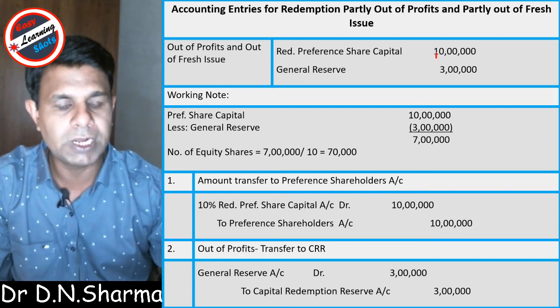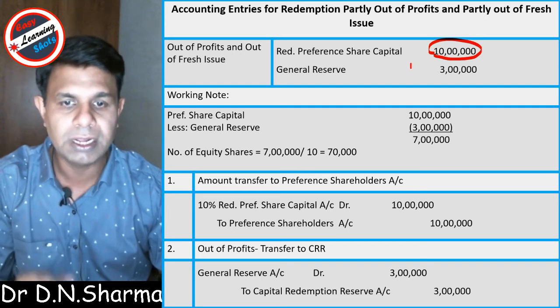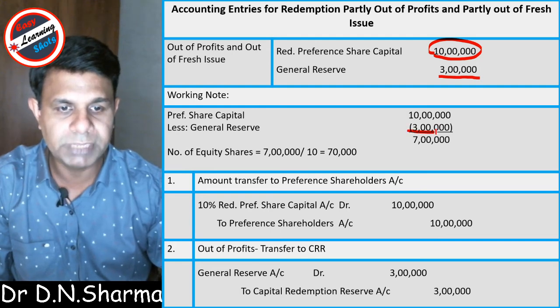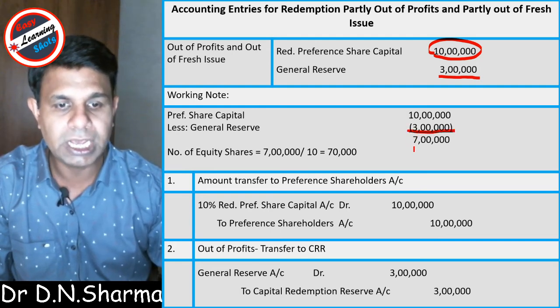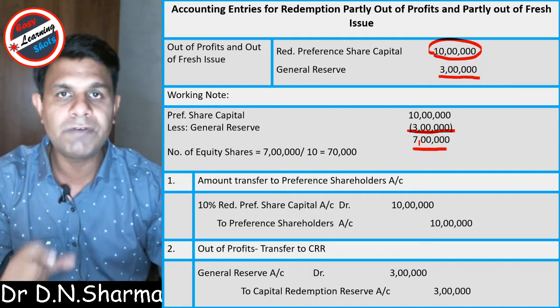Here the nominal capital of preference share is 10 lakh. Now in out of profits, we have only one reserve, that is general reserve, in which we have 3 lakh rupees. So we adjust this 3 lakh from the nominal capital. So the remaining amount is 7 lakh. Now we adjust the remaining amount out of fresh issue.